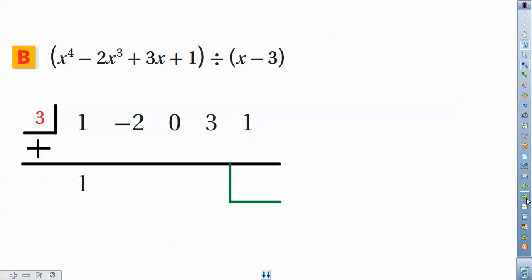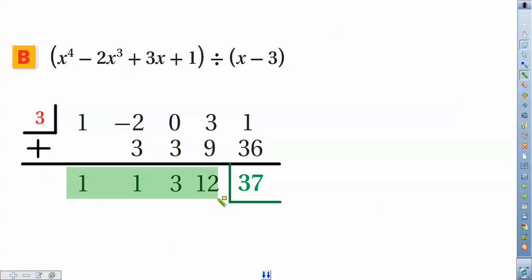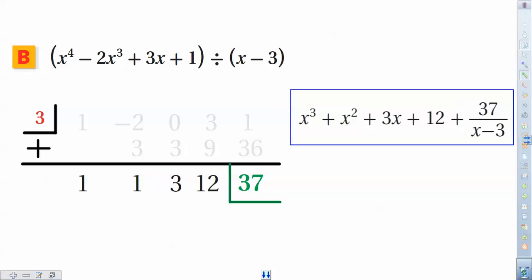Bring down the 1. Multiply. Add those up. It really can start to go this fast. Multiply. Add those up. Multiply. Add those up. Multiply. Add those up. Boom. What's going to be the degree of the quotient? Because the degree here is 4, the degree is 1 degree less, so it's going to be cubic.